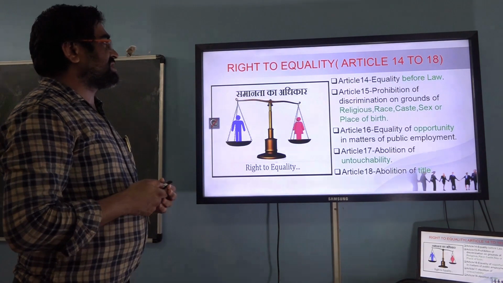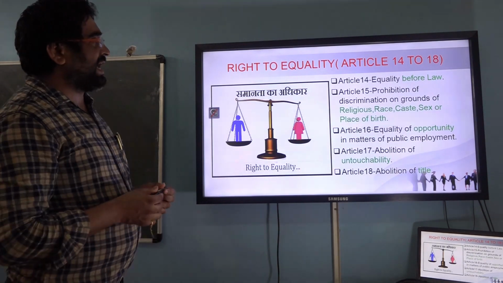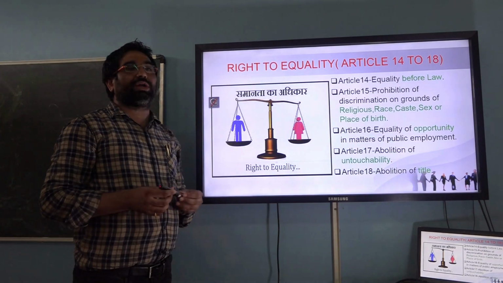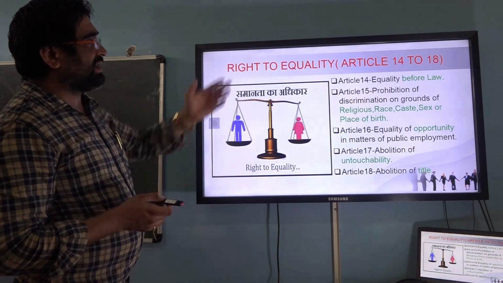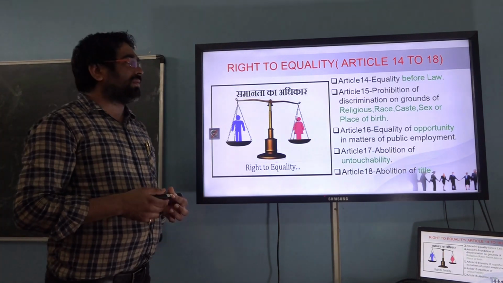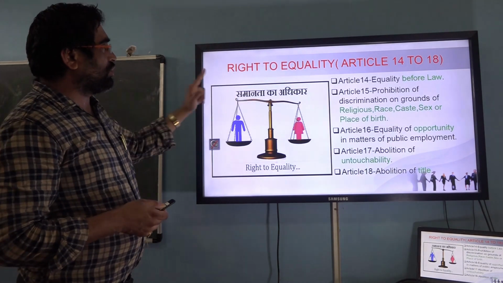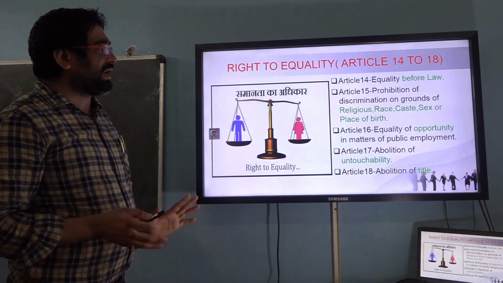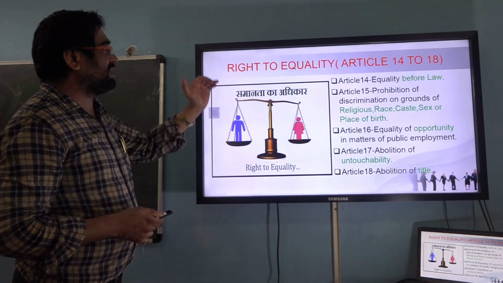This is the first, the right to equality, articles 14 to 18. Dear students, articles are not required according to your standard in class 9. If you want, you may learn the articles. It will be very good for competition level, so it will be good if you can remember them. Otherwise, we should know what the right to equality is and what provisions are in it.